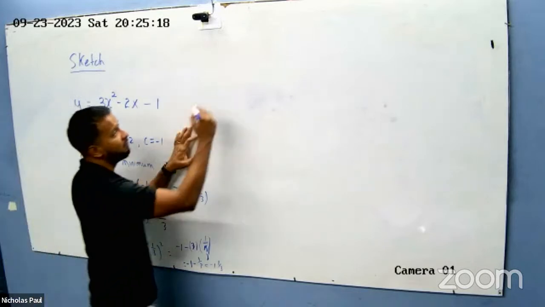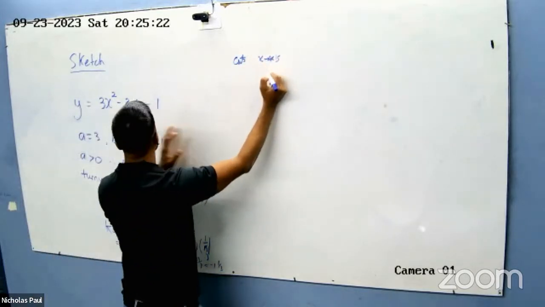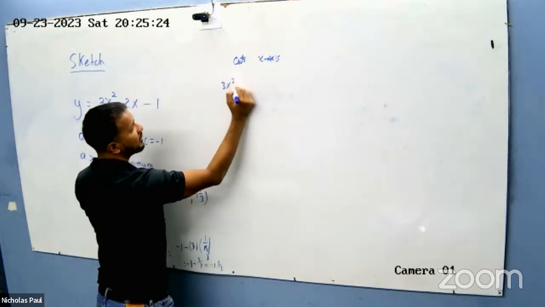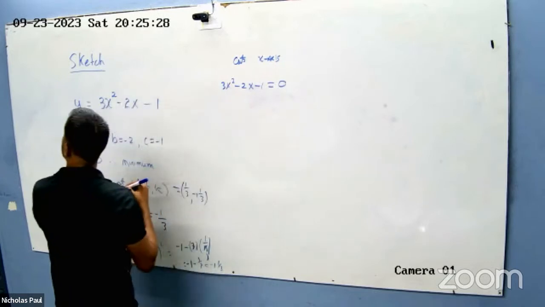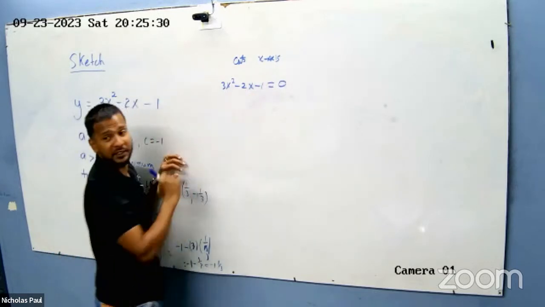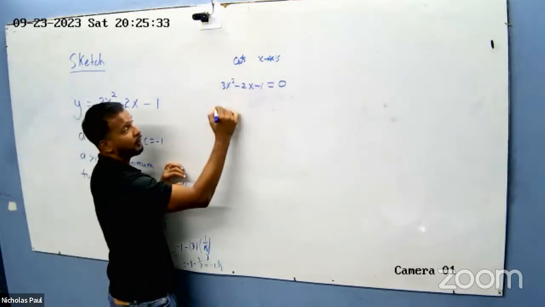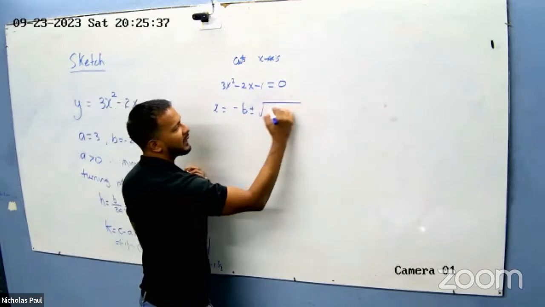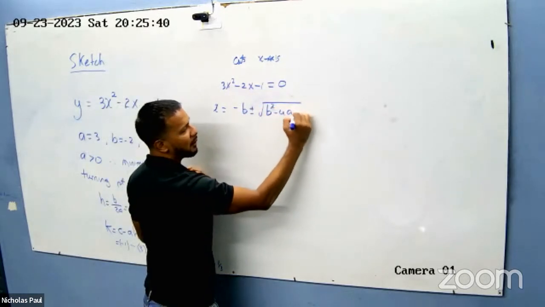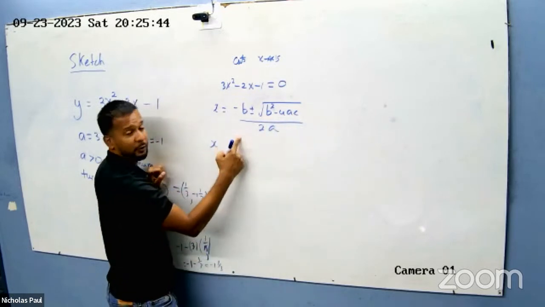Next thing that we need to get is where it cuts the x-axis. So we are going to solve 3x squared minus 2x minus 1 equal to 0. We're going to solve this quadratic the long way. So we're going to use x is equal to minus b plus or minus the square root of b squared minus 4ac, all over 2a. So you're going to use the long formula.